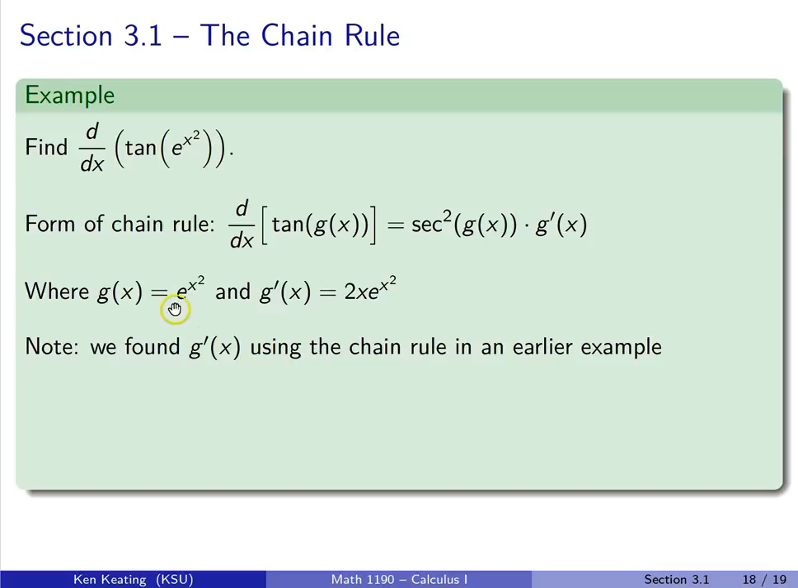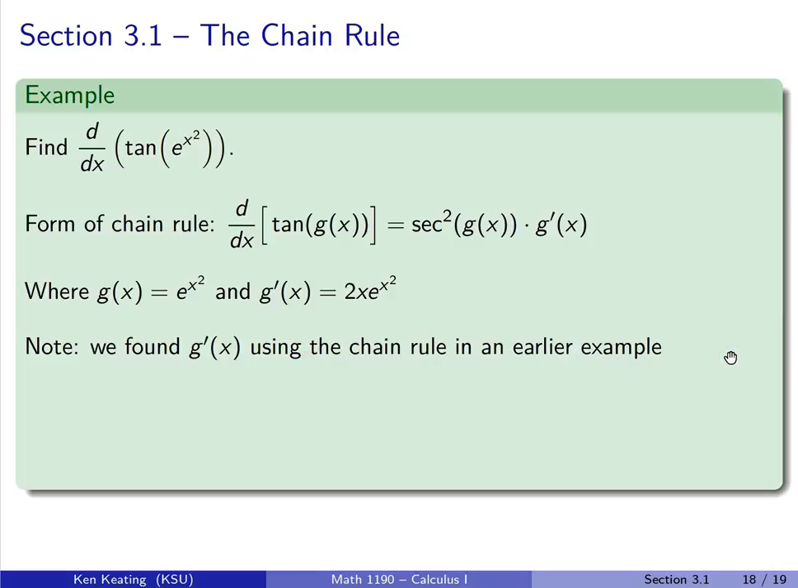We saw that the derivative of e to the x squared, right? The derivative of e to a function is e to the function times the derivative of the function. So it's e to the x squared times the derivative of x squared, which is 2x. So the derivative of e to the x squared is 2x times e to the x squared. We saw that in an earlier example.